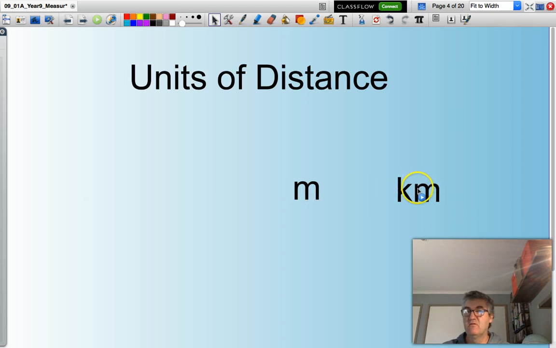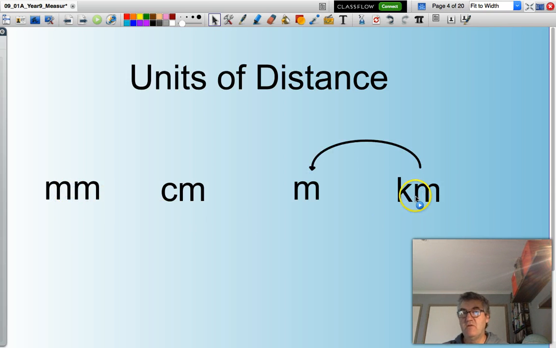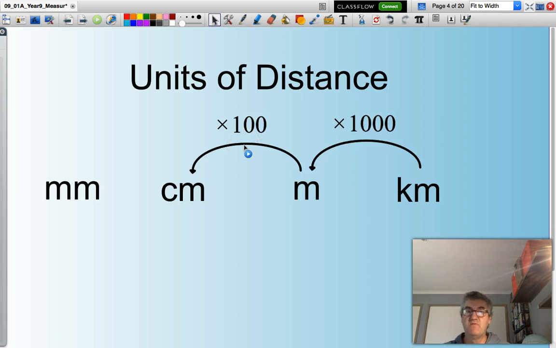and kilometers, or meters and centimeters, or millimeters. And if I need to convert a value from a kilometer to a meter, I will multiply that value by 1,000. So for instance, 1 kilometer equals 1,000 meters. Likewise, if I wanted to convert from a meter to a centimeter, I would need to multiply by 100. So for instance, 5 meters equals 500 centimeters, and so on.